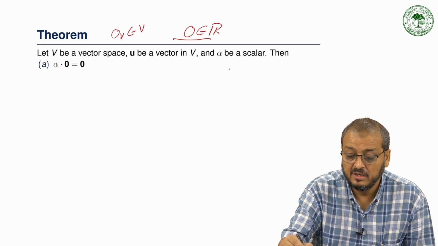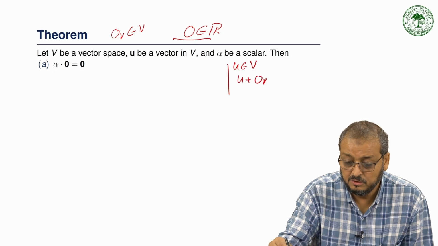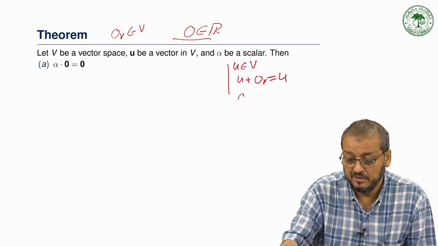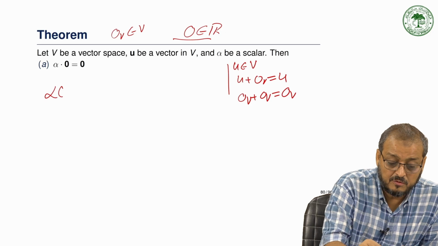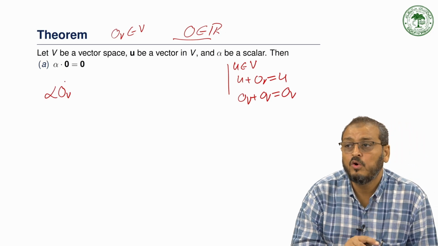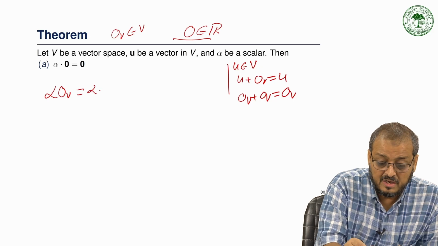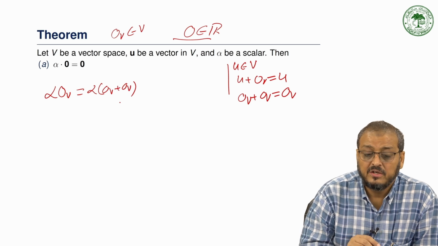For this we know that for any U in the vector space V, U plus 0 of V is equal to U by this property. If we take 0 of V plus 0 of V, it is also 0 of V. So, we start from alpha times 0 of V, where 0 of V means the bold 0, and this can be written as alpha times (0 of V plus 0 of V) by the property of addition of a vector space.